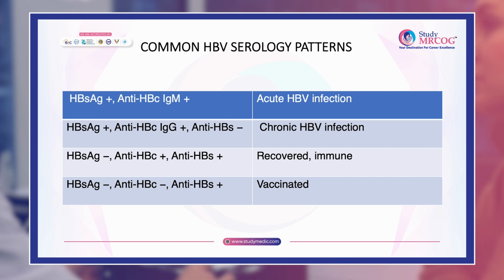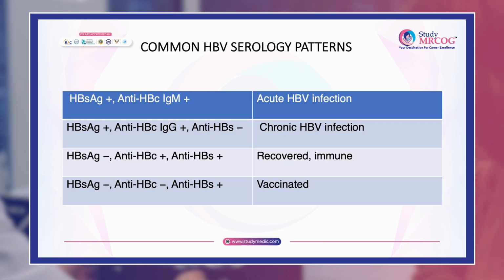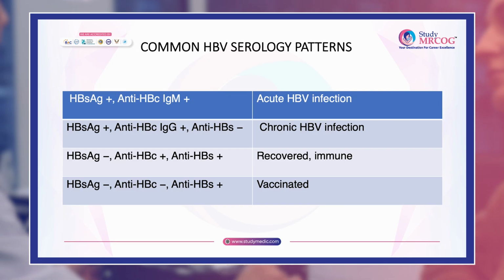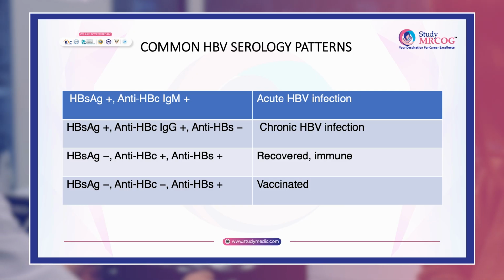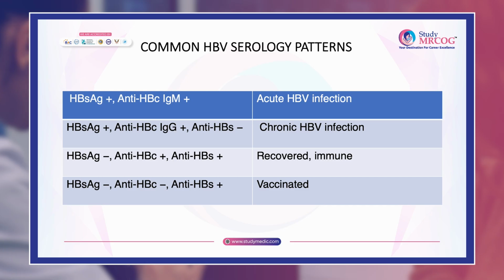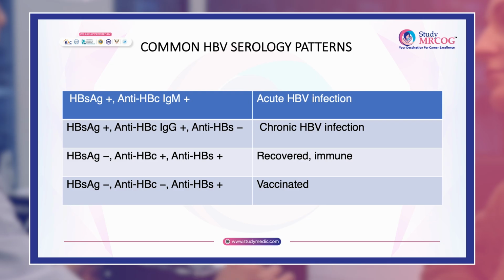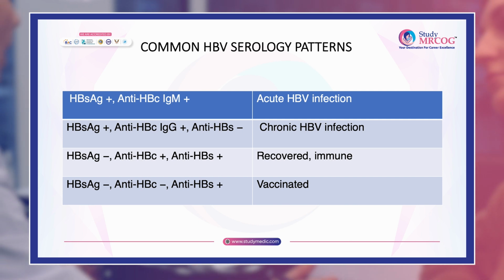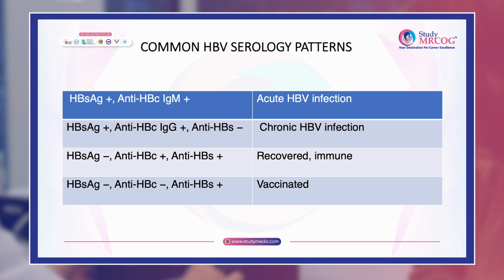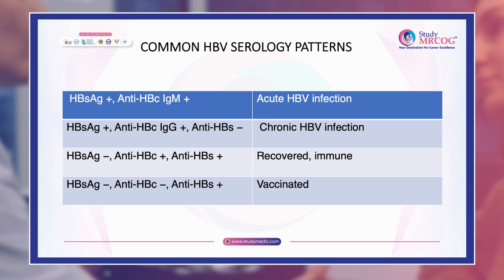Third case scenario, where the surface antigen is negative, the core antibody is positive, and the antibody to the surface antigen is also positive. So this means that the infection is resolved and the patient is now immune to this infection. The next scenario is hepatitis B surface antigen is negative. The core antibody is also negative, but there is an antibody to the surface antigen which is present. So this implies that the patient is vaccinated.